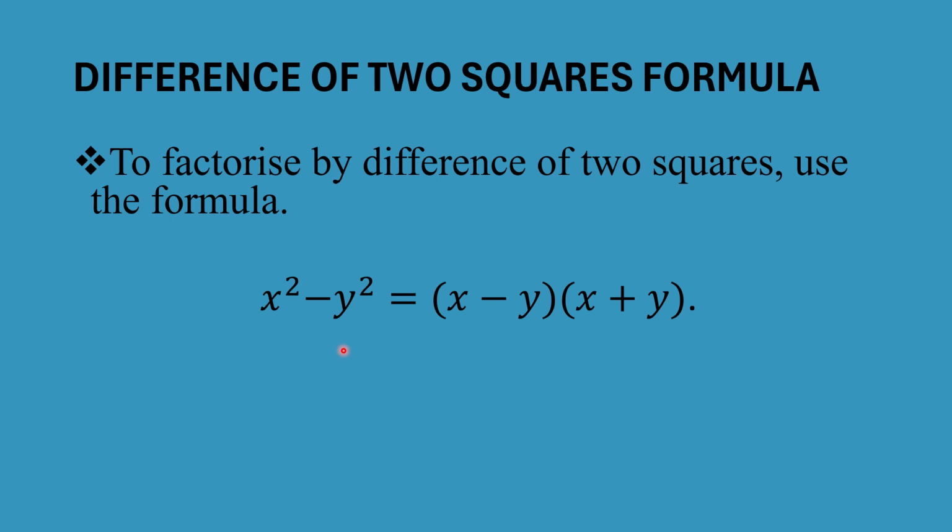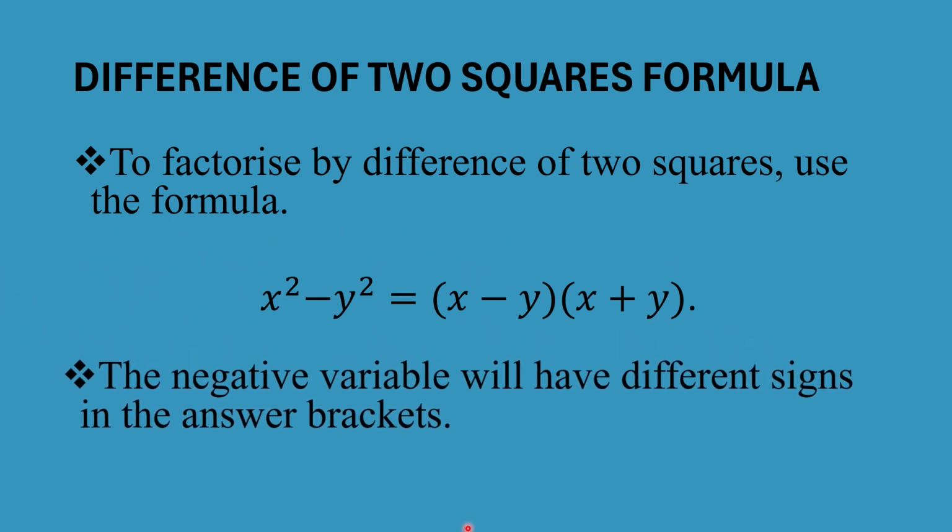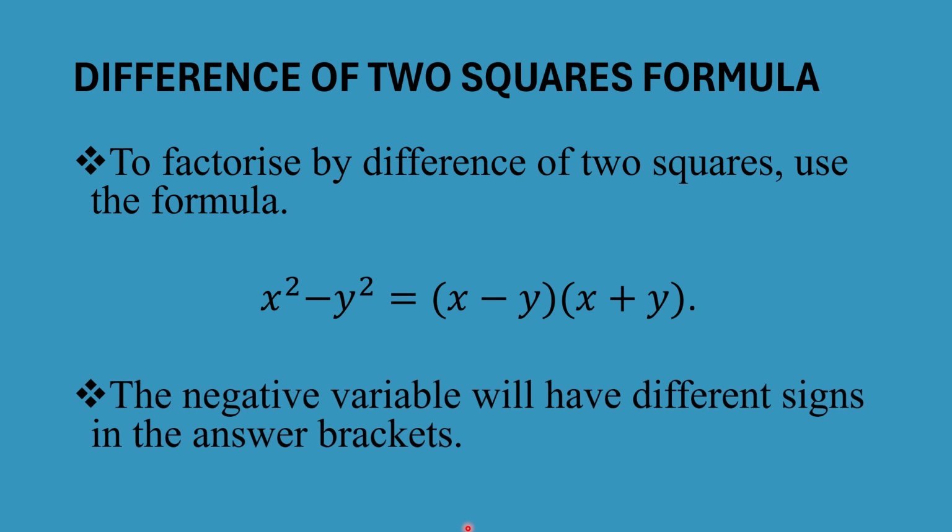Very simple indeed. Take note that the variable that has got a negative here is always going to have alternating signs, or it is going to have a negative and a positive sign in the brackets. Just like I have explained, the negative variable will have different signs in the answer brackets. So these are answer brackets. Great. Let's move on.